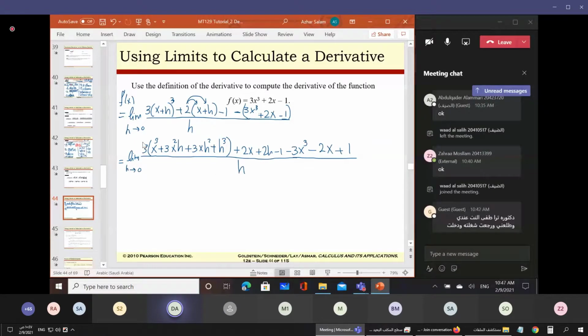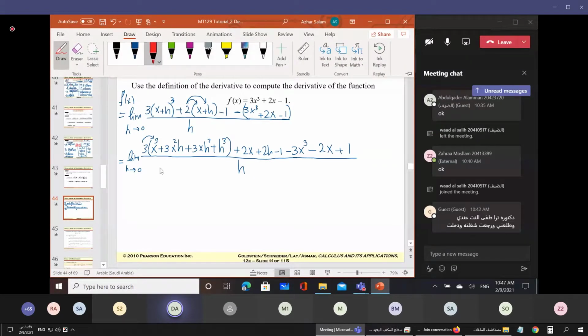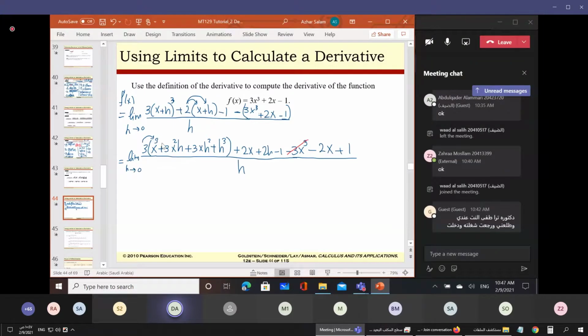Now I take this 3 inside the bracket and omit the equal values. So here I will have 3x cubed and minus 3x cubed. It will be omitted together. Okay, I will just distribute it in the same step. So 3x plus 9x squared plus 9x plus 3. Okay, and I just distribute 3 inside this bracket instead of rewriting for a second time.